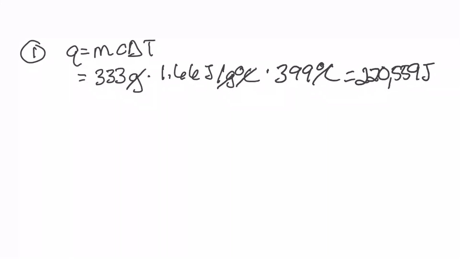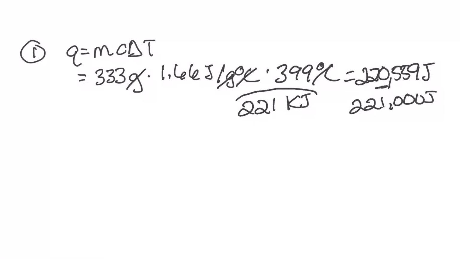So let's convert that to kilojoules, and let's also round to the correct number of sig figs. We only need 3 sig figs, so I need to round here. That gives me 221,000 joules, which also gives me 221 kilojoules. Okay, so step 1, that's how many kilojoules it takes just to go down from 525 down to 126, but I haven't condensed it, it's still all a gas.